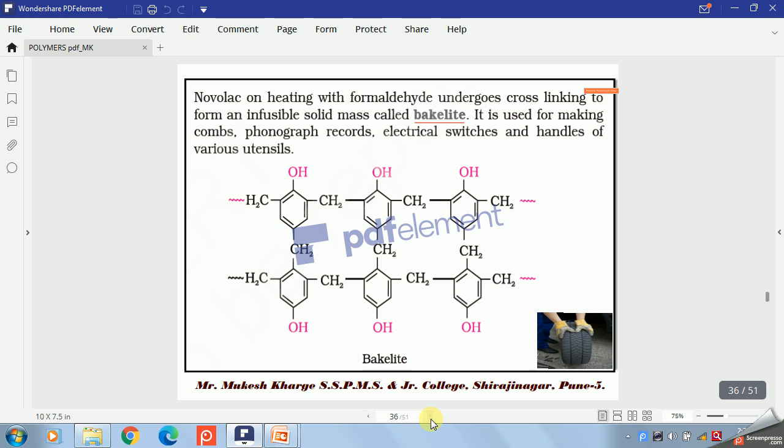Then this novolac on heating with formaldehyde undergoes cross-linking to form an infusible solid mass, with such a structure, and that compound is called Bakelite. It is a cross-linked type of structure and it is used in making combs, phonographic records, electric switches, handles of various utensils.